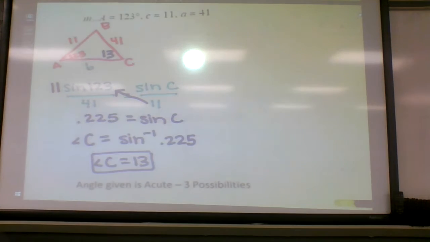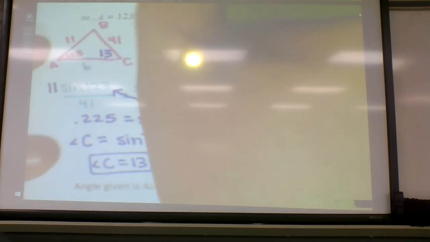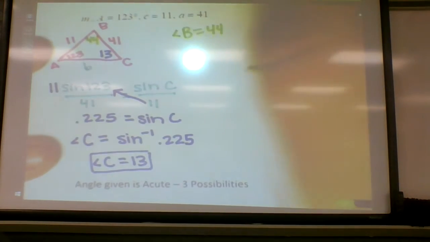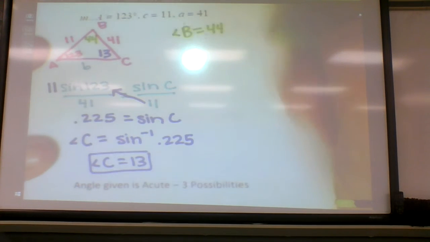Angle B, because those angles add up to 180. So I have that angle B equals 44. Is that right? 44. And now that you have angle B, you can go ahead and find side B.